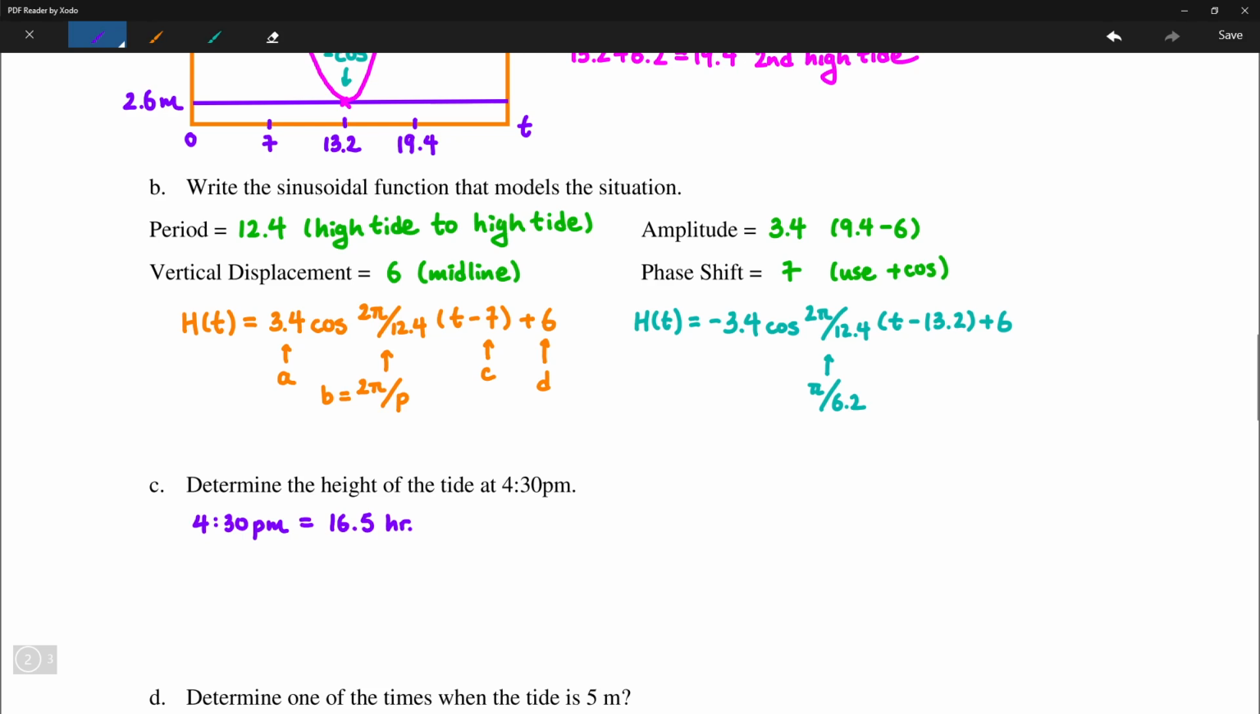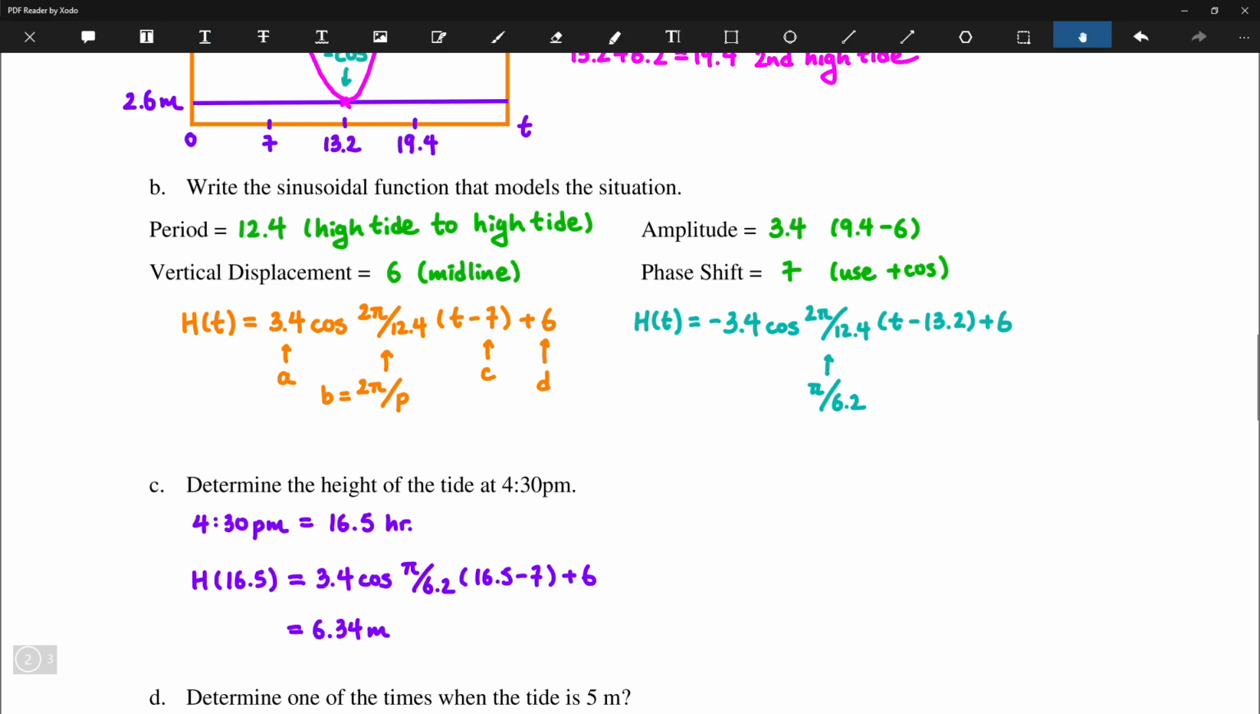So it says to determine the height, so we are given the time, so we simply have to substitute 16.5 in for t. So we'll have 3.4, and then cosine, going to use the simplified b value here, pi over 6.2, and then this will be 16.5 minus 7, and then plus 6. And using a calculator to evaluate all this, we'll get 6.34 meters. And of course, it's important to make sure that the calculator is in radian mode for this, because of the fact that we wrote the b value in radians.